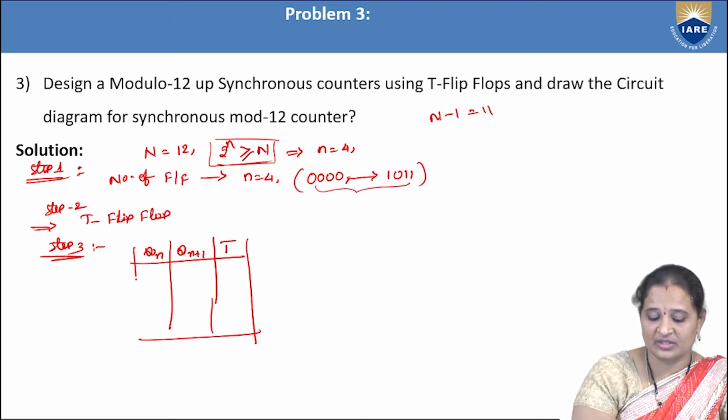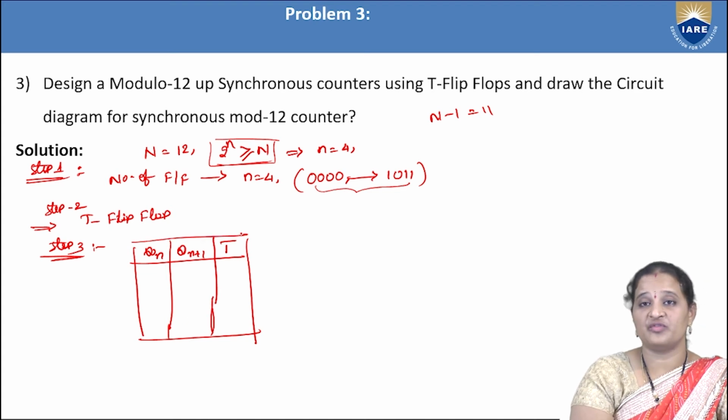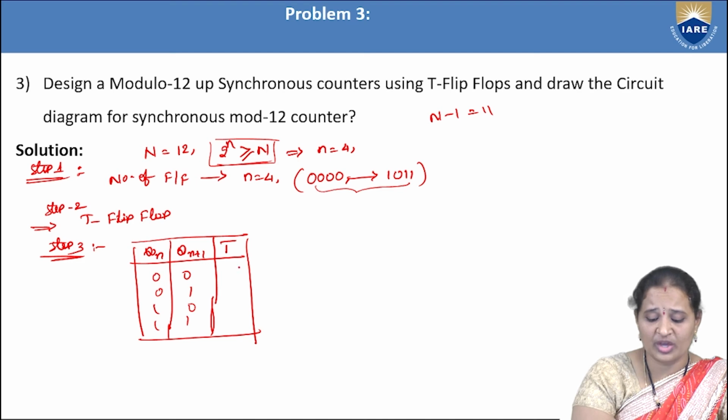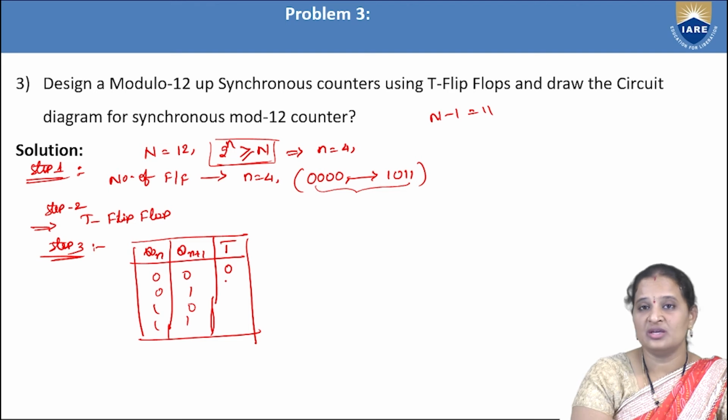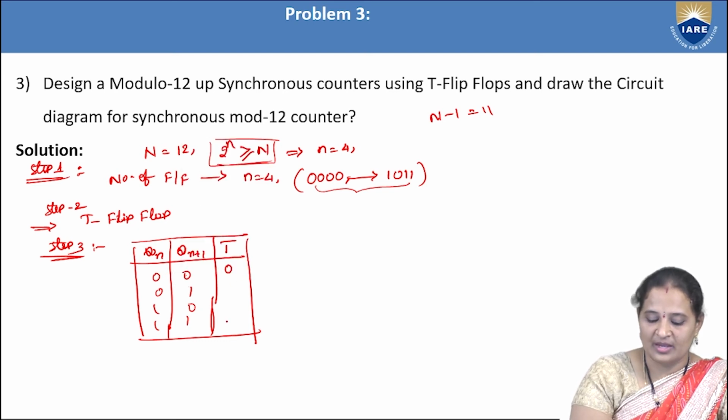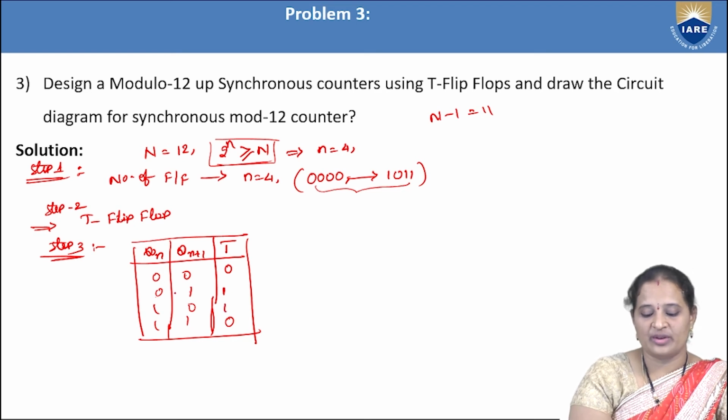You need to be familiar with the excitation tables of all the flip-flops when we are designing the counters. When the present state is 0 and the toggle input is 0, there will not be any change in the state of the flip-flop. So as both the states are 0, 0, the T input should be considered as 0. Whereas when the next state is the complement of the present state, it happens when the toggle input is 1. So for 0 to 1 it is 1, and for 1 to 0 it is 1. And for 1 to 1, it is 0. So this is the excitation table.